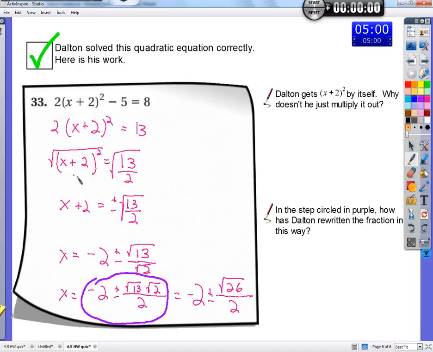Dalton first, or maybe not first, but kind of first. In this step, he's gotten x plus 2 squared by itself. Why did he do that? Why did he get that by itself? Why didn't he just maybe from the beginning multiply it all out? Right, x plus 2 times x plus 2, do distribution, distribute that 2. Why didn't he do that?